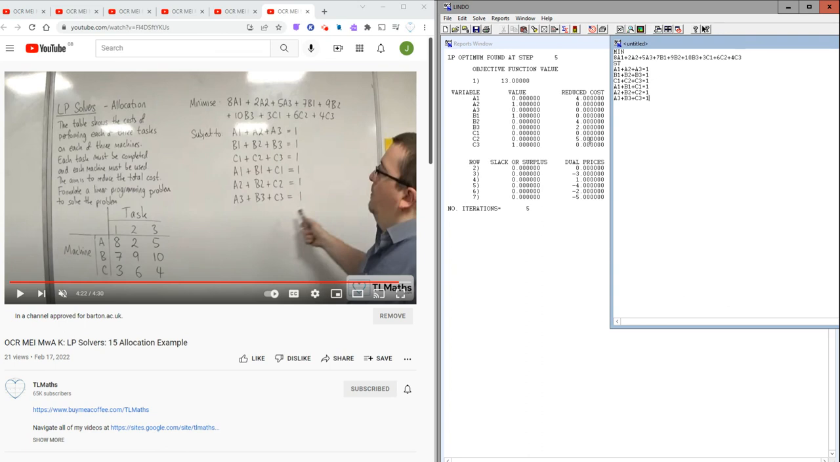Now, it's also showing that there are going to be more than one optimal solution here. So the fact that I can have machine A doing job 3 and it's not going to change the cost of 13, that's essentially telling me that there's going to be more than one solution here.